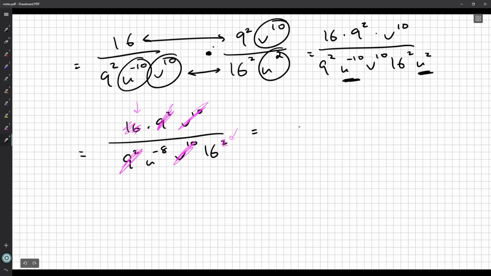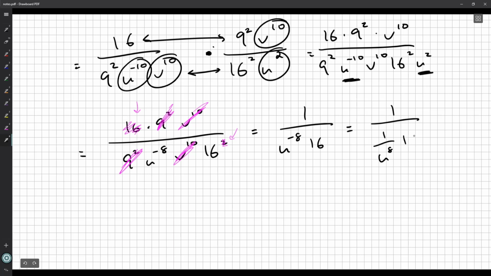And we're looking at something like this. The whole top went away, so we're just left with 1 over u to the negative 8, and we've just got 1 over 16 down here. Okay. Now they said get rid of negative exponents in the question. I still, after all this time, still have a negative exponent. So what could we do?